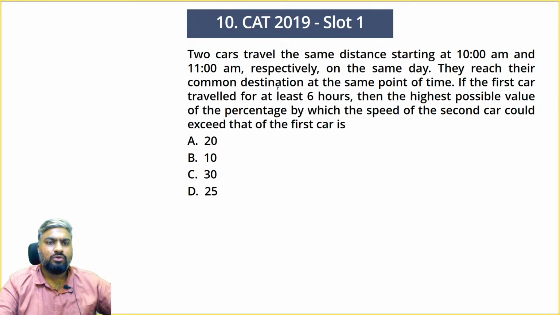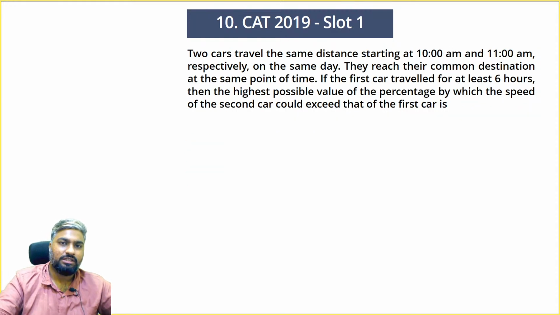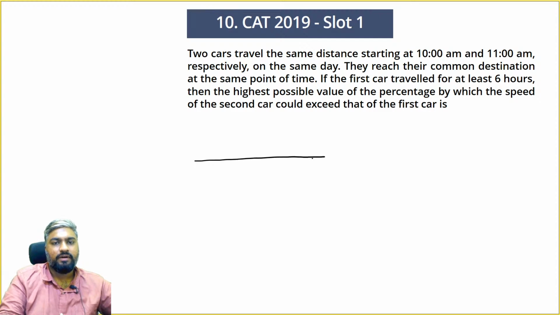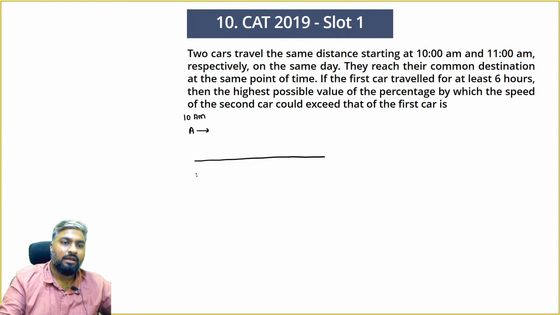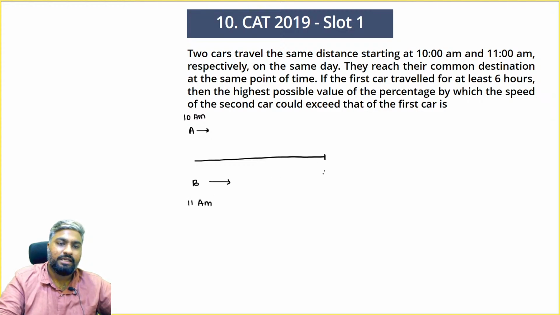What is given? Two cars travel the same distance. Very important, same distance. One is starting at 10 a.m., another at 11 a.m., on the same day. Let's draw this. This is the distance they have to cover. Car A goes in this direction, starts at 10 a.m. Car B goes in this direction at 11 a.m. They both reach their common destination here.